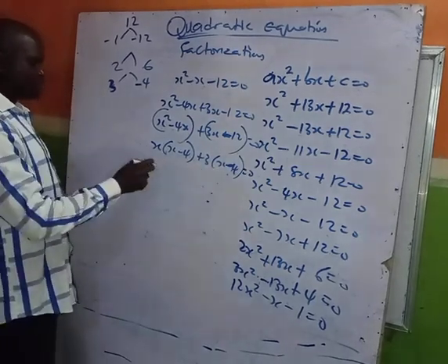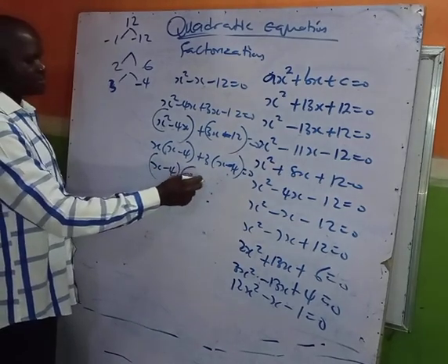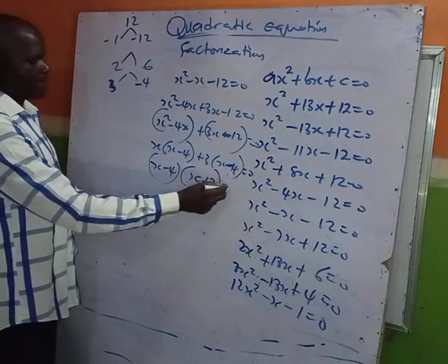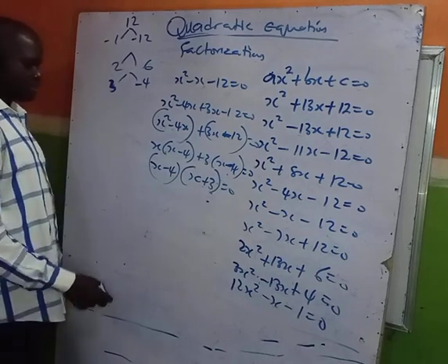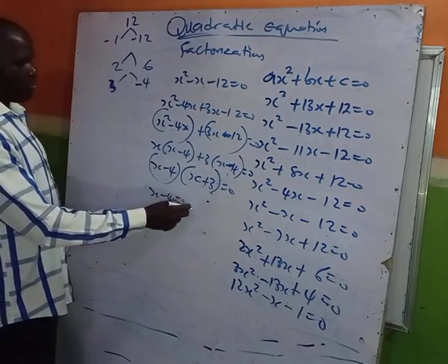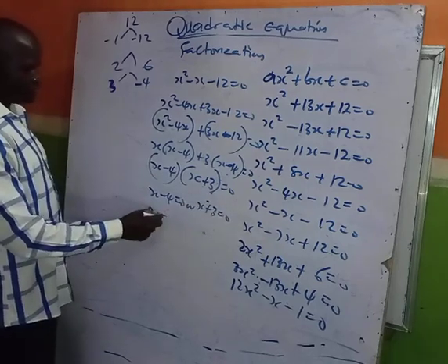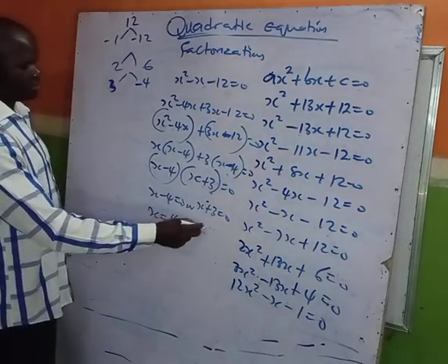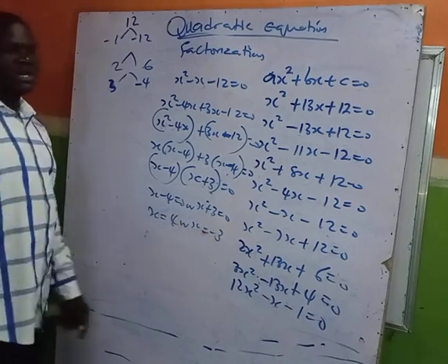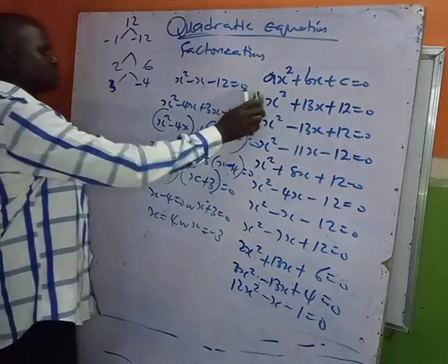So 4 is common. You have x minus 4 times x plus 3 equal to 0. So we have x minus 4 equal to 0 or x plus 3 equal to 0. So x equals 4 or x equals minus 3. So that's how to solve that.